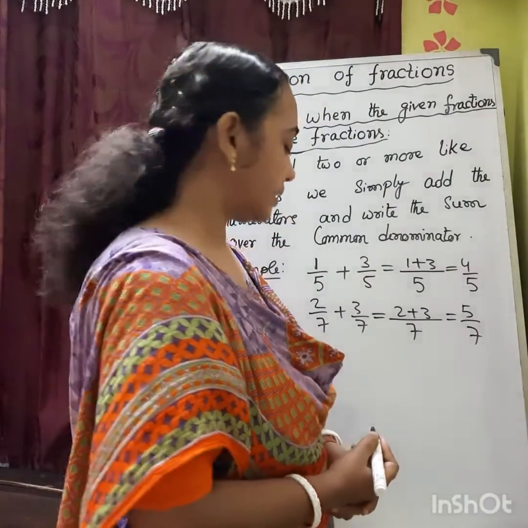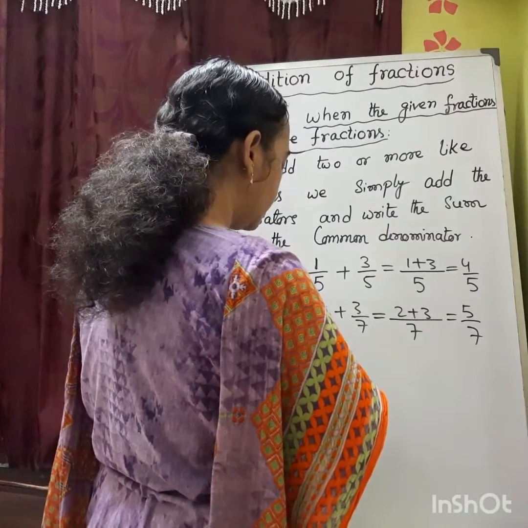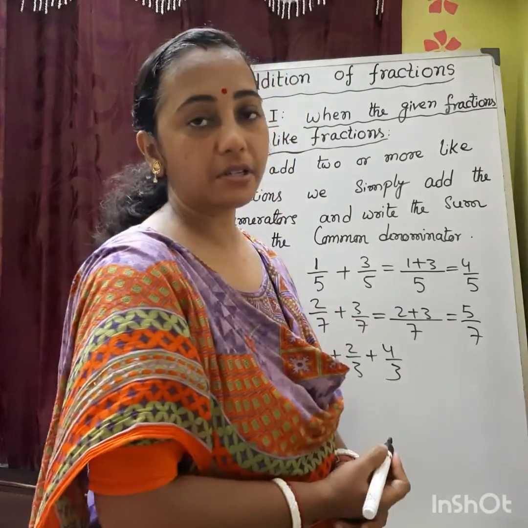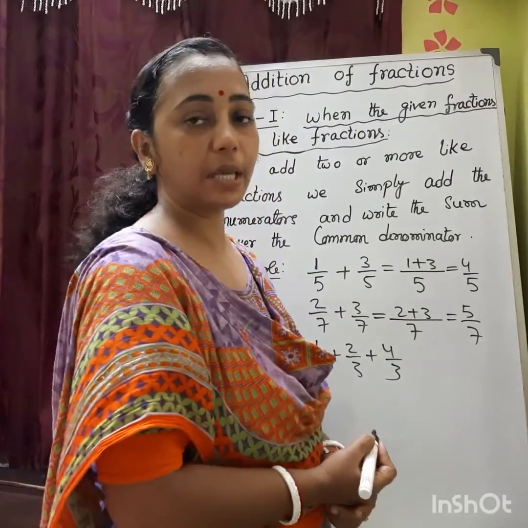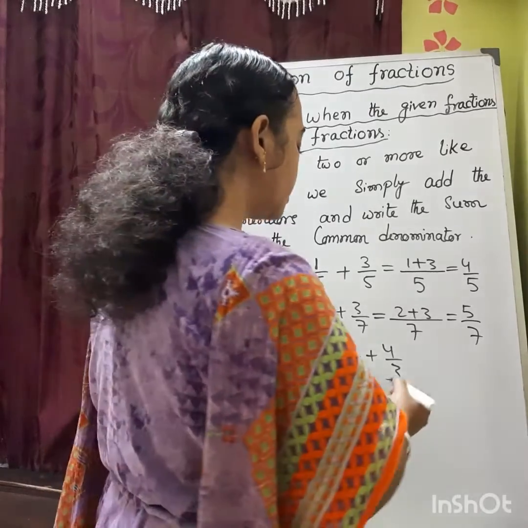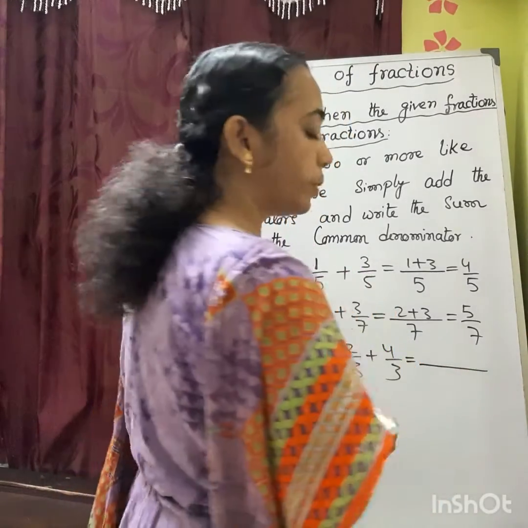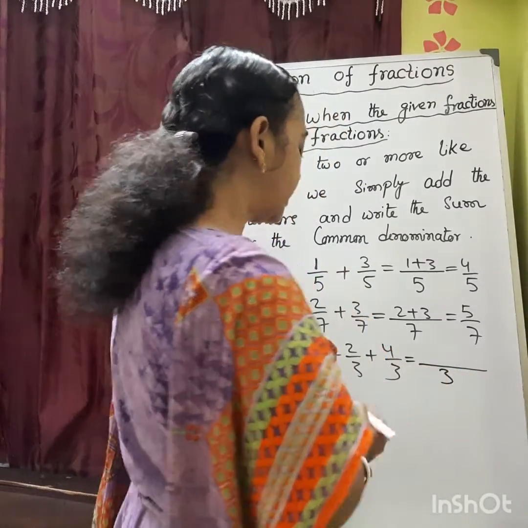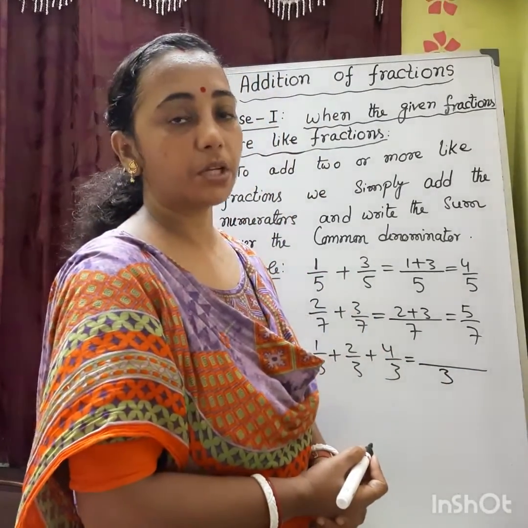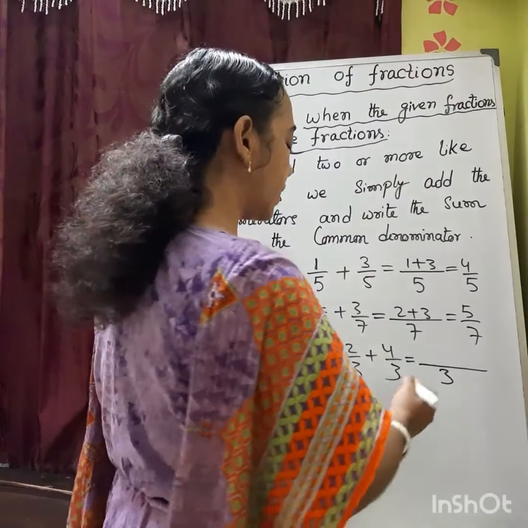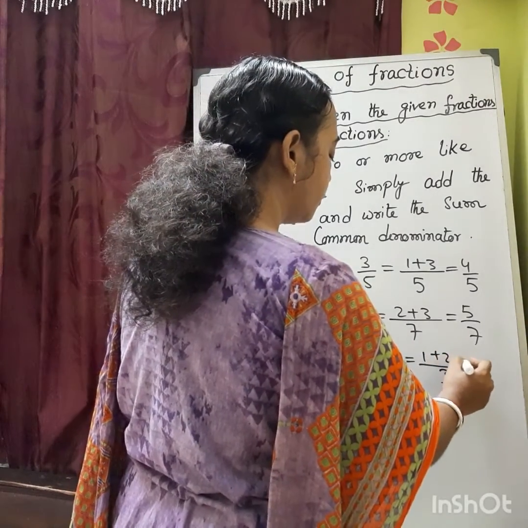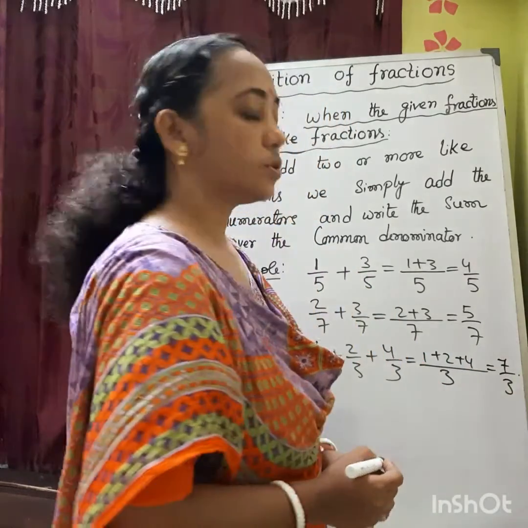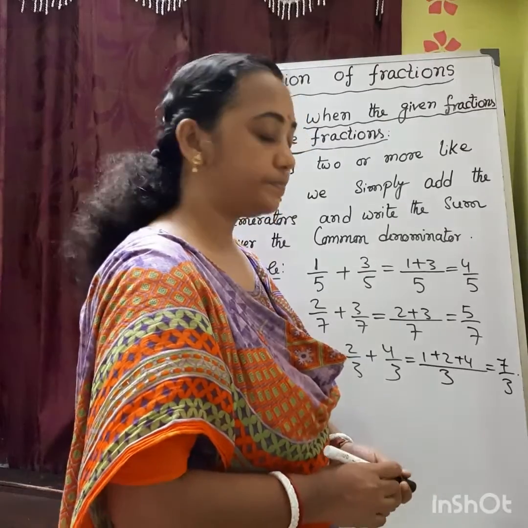Let us consider another example, that 1 by 3 plus 2 by 3 plus 4 by 3. Here three fractions are like fractions because all have the same denominators, that is 3. So their sum is equal to, first we will write the denominator as the common denominator. So here the common denominator is 3 and the numerator is equal to the sum of the numerators of the given fractions. So that will be equal to 1 plus 2 plus 4. So which is coming here 7. So 7 by 3, this is coming here the sum.